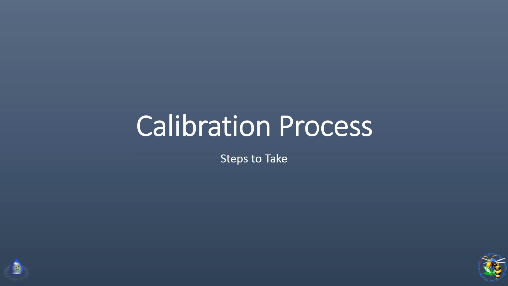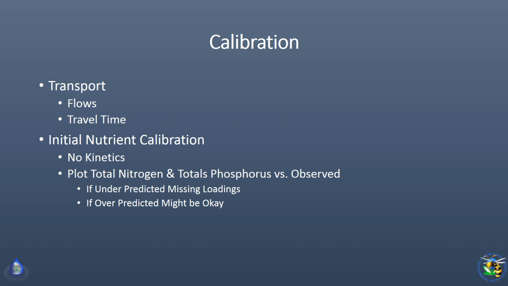So basically, my calibration process goes something like this. Transport: you've got to make sure that you have the flows and travel times correct. Because if these are not correct, anything that you do later to calibrate the model, you're trying to overcome not getting the transport correct. It's critical to make sure that this is best represented in the model.